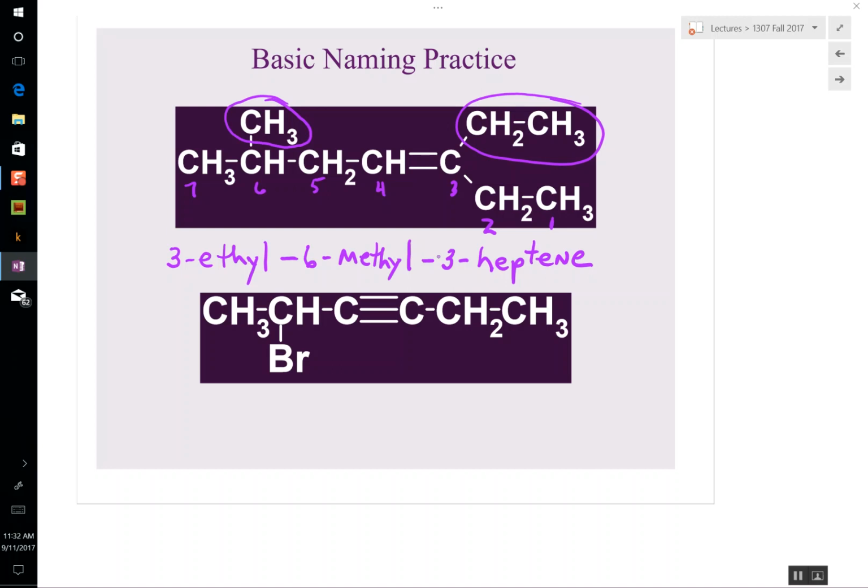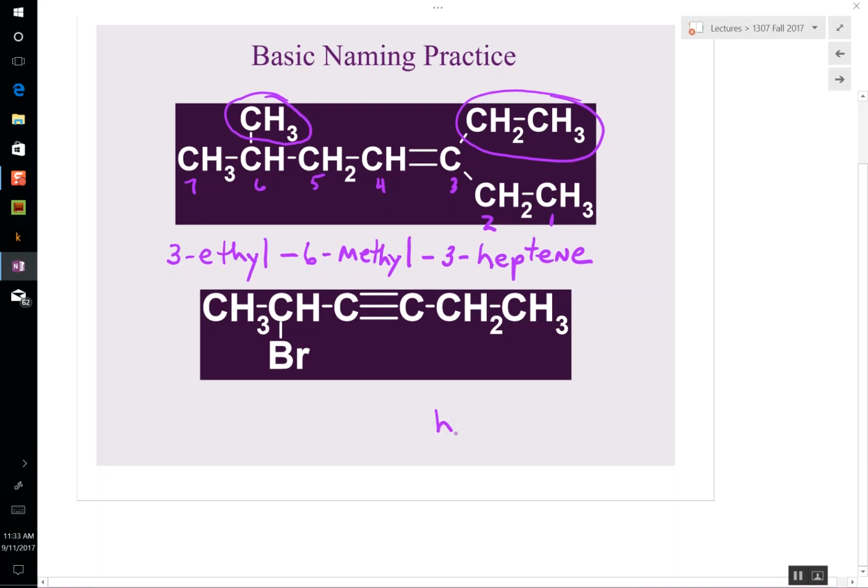All right, and this one is a neat little character. This helps us figure something out too. What's the longest chain here? 6. And it's got a triple bond. So the parent name is what? Hexyne. So you're already speaking German.